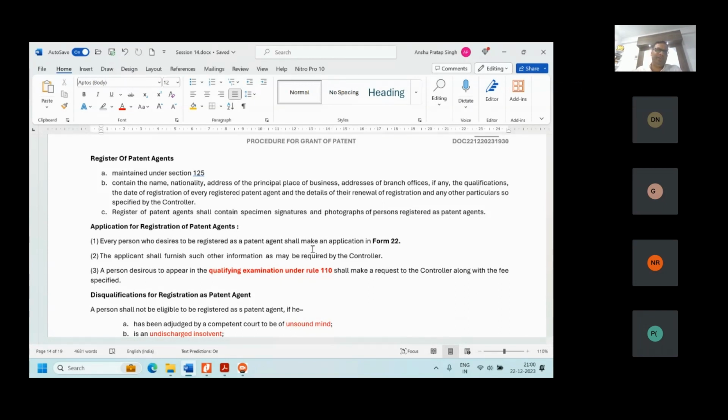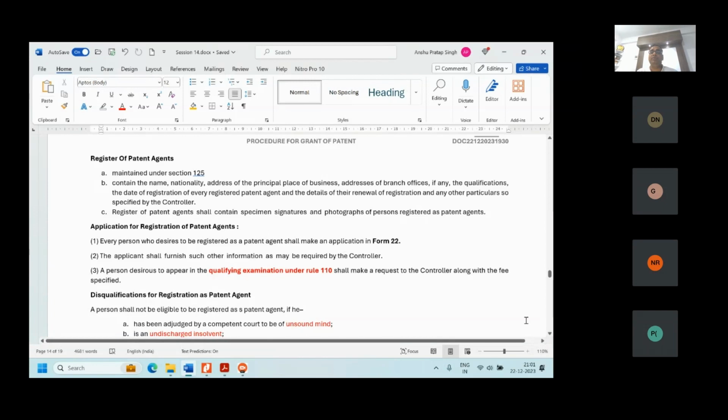It contains name, nationality, address, email address, principal place of business, address of branch office, everything from which you can be identified. The date of registration and renewal of the registration is also there, and any other particulars as specified by the controller. The register of patent agents also contains your specimen signature as well as your photograph.